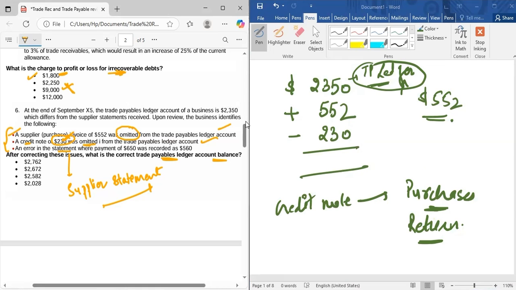They said their payment of $650 was recorded as 560. So we have already recorded the correct amount of 650. So we need not adjust our trade payables ledger. Okay, so only these two adjustments would be made here.